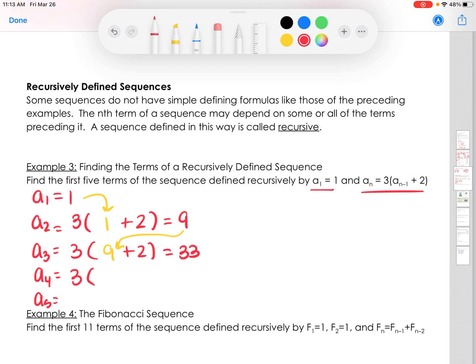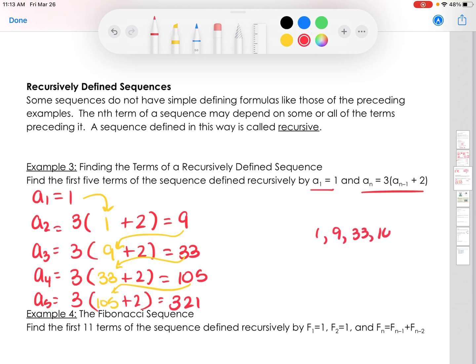All right, so it's 3 times the previous term plus 2. We're going to take that previous term, 33, add 2, get 35, and then multiply, we're going to get 105. And then again, 3 times the previous term plus 2. We're going to plug in 105, and then we're going to get 321. So far we have 1, 9, 33, 105, 321, and so on.